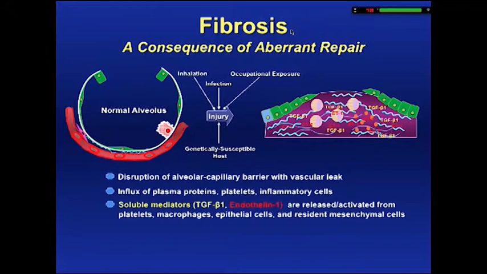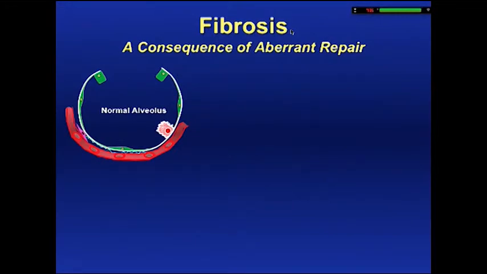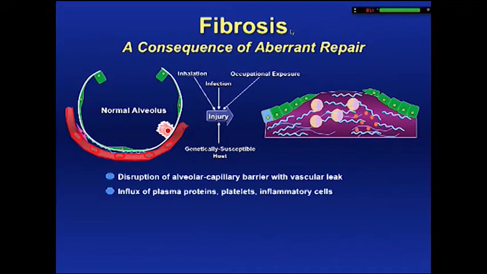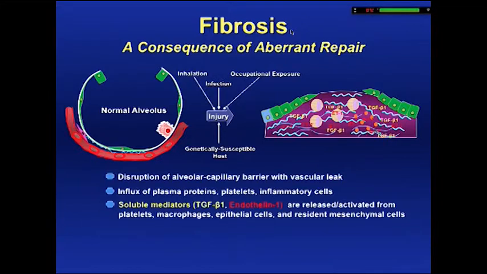And what we're showing here is a normal alveolus, which is subjected to an injury of some sort, and that results in epithelial cell death and the disruption of the alveolar capillary barrier, along with some amount of vascular leak. That allows the influx of plasma proteins, including fibronectin, along with platelet and inflammatory cell influx, and the release of soluble mediators. I've highlighted TGF-beta and endothelin, but there are a vast majority of other soluble mediators in this microenvironment, and those are released by a number of different cell types in that environment.